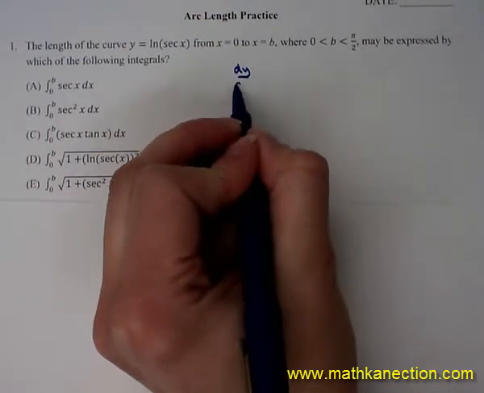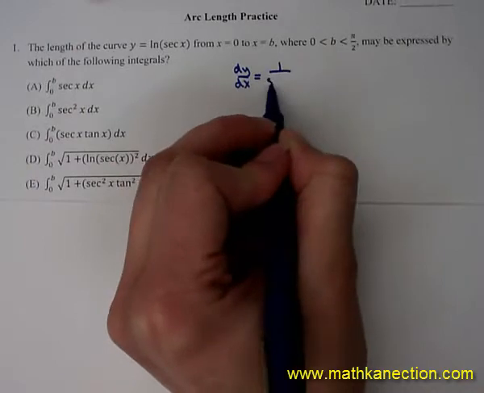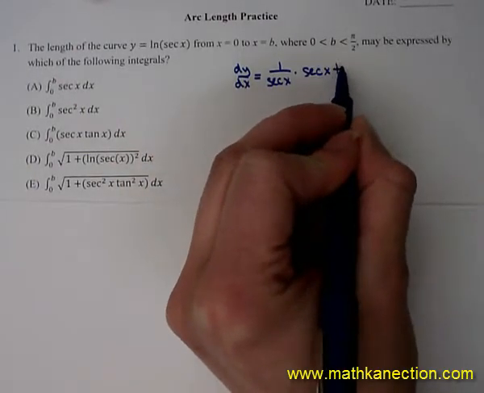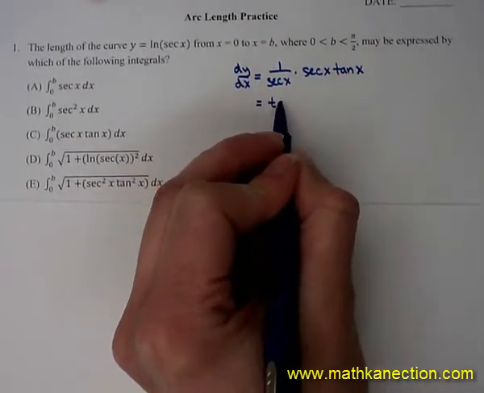Take the derivative of y with respect to x. The derivative of natural log is 1 over the function, so that's going to be 1 over secant x. Then times the derivative of the inside function, so the derivative of secant is secant x tangent x. Simplifying dy/dx, you'll get tangent of x.